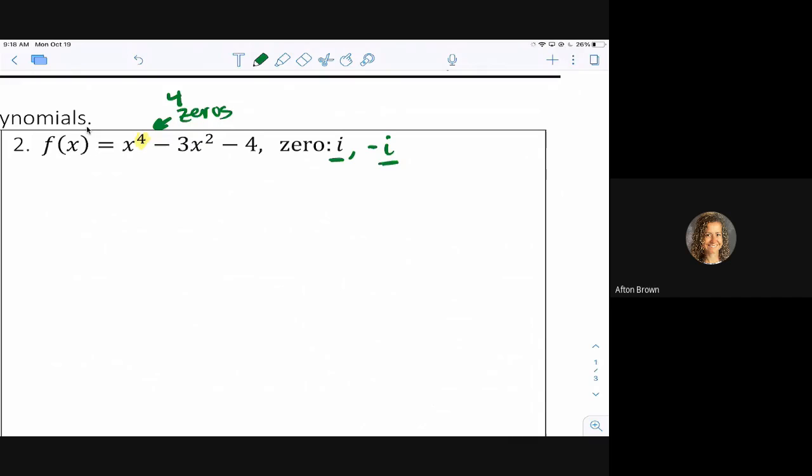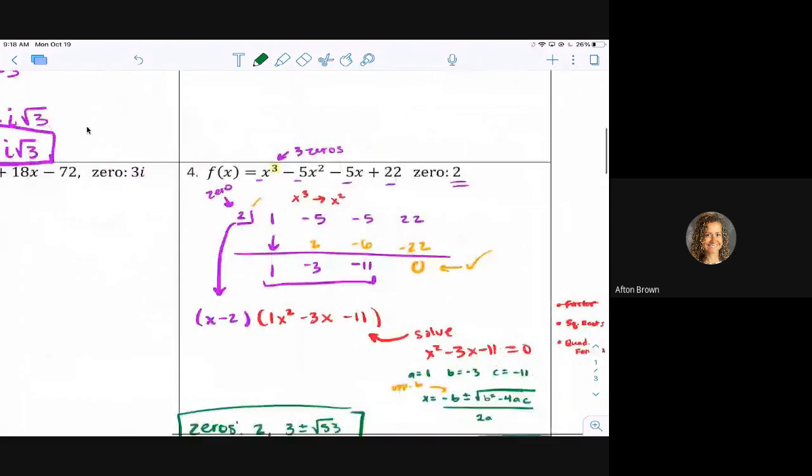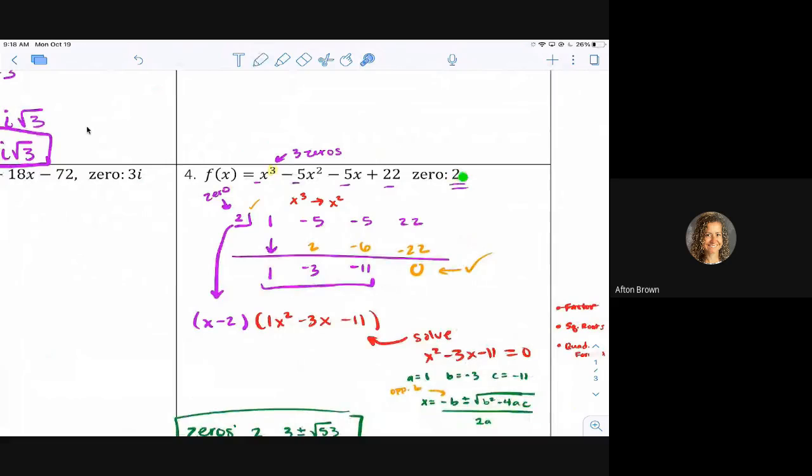Okay. The thing that's different is we will not do synthetic division with i. If you have i, you have to find the quadratic that they came from and then do long division. So if you have a 0 at i, this is different. But I'm going to remind us of how we've done it before. If we had a 0 at 2, the 2 came from a factor of x minus 2, right? So what's our rule? If they tell us a 0, we change the sign to get the factor.